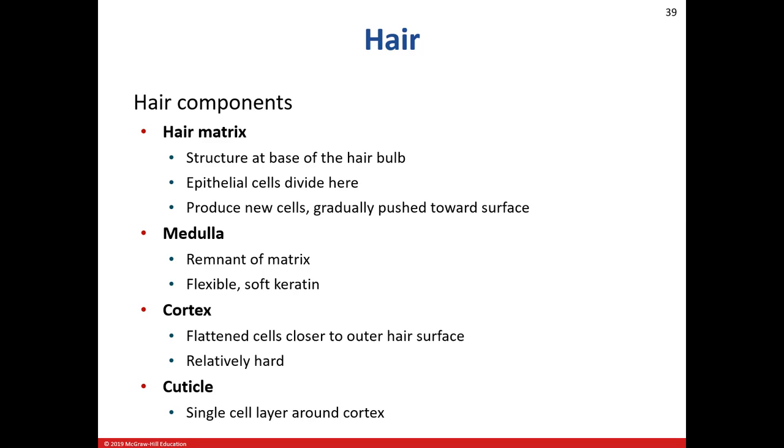We have the medulla, which is the remnant of the matrix, and it's a very flexible, soft keratin structure. We have the cortex, which is the flattened cells that are closer to the outer surface of the hair, and the cortex typically is a relatively hard or harder structure. And then we have the hair cuticle, and the hair cuticle is a single cell layer that we find around the cortex.